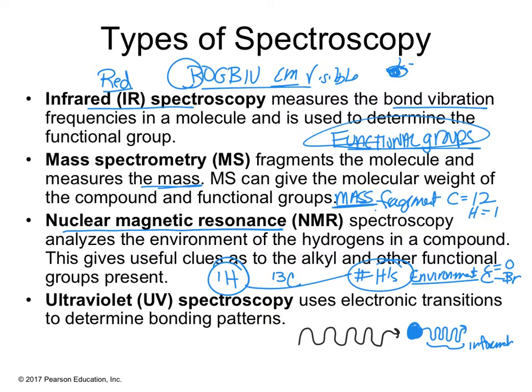Ultraviolet spectroscopy is really good for biological molecules like DNA and protein. We won't really talk about UV here, but we'll talk about it in chapter 16 when we talk about conjugated systems.